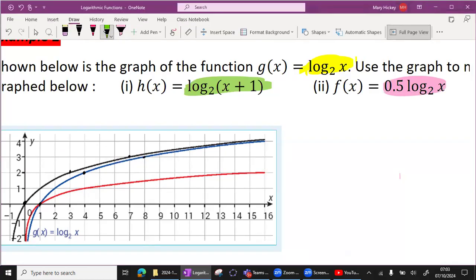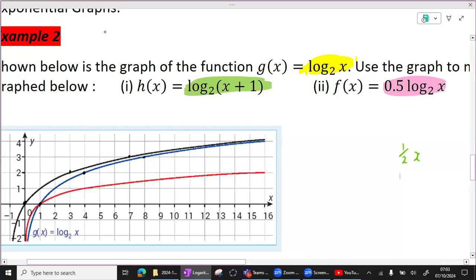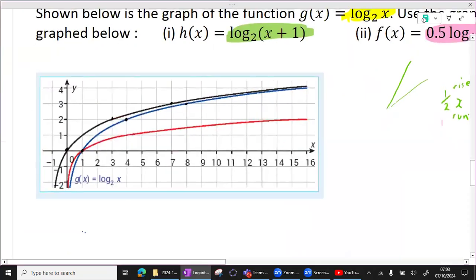Now, if this was a straight line, like for example, a half x, we would have talked about one line looking like that, and then for a half x, we would say the slope is more shallow because your rise is only 1, but your run is 2. So we expect it to be more shallow. Now, when we're doing logs, the same thing really does happen. In other words, all the y values get halved. The red one matches up with the pink graph.